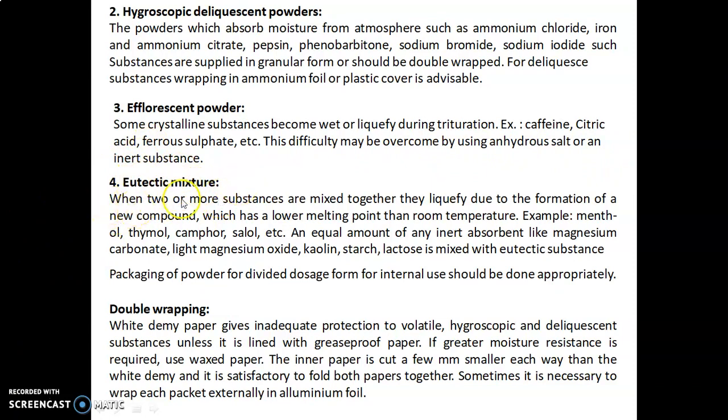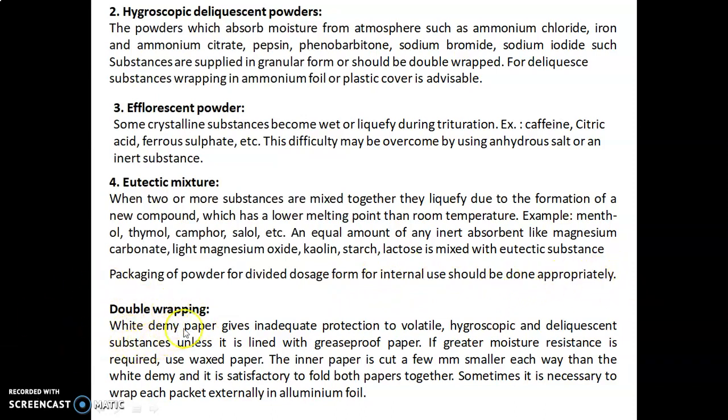Eutectic mixture: when two or more substances are mixed together, they liquefy due to the formation of a new compound which has a lower melting point than room temperature. Examples: menthol, thymol, camphor, salol, etc. An equal amount of any inert absorbent like magnesium carbonate, light magnesium oxide, kaolin, starch, or lactose is mixed with the eutectic substance. Packaging of powder for divided dosage form for internal use should be done appropriately.